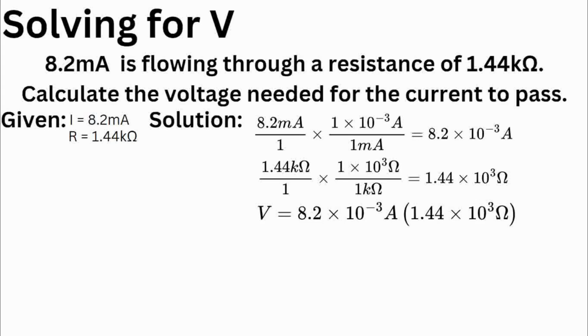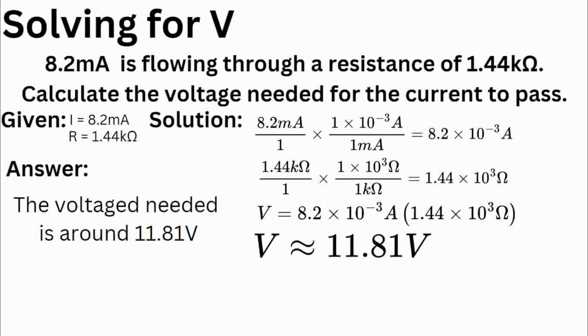So now that we have the values of our ohms and amperes ready, we can plug them into the formula. V is equivalent to I times R. So 8.2 times 10 to the power of negative 3 amperes multiplied by 1.44 times 10 to the power of 3 ohms is approximately 11.81 volts. Therefore, the voltage needed is around 11.81 volts.